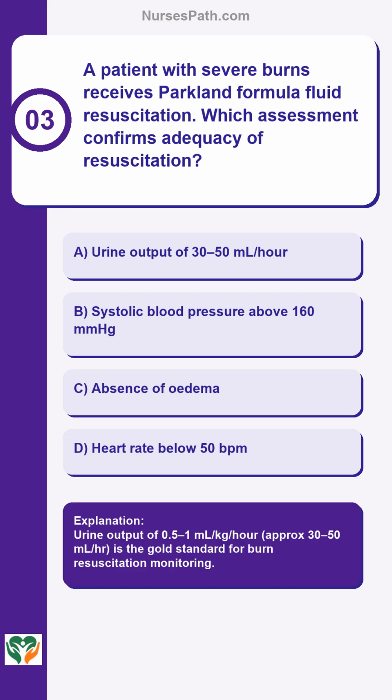Urine output of 0.5 to 1 ml/kg/hour, approximately 30 to 50 ml/hr, is the gold standard for burn resuscitation monitoring.